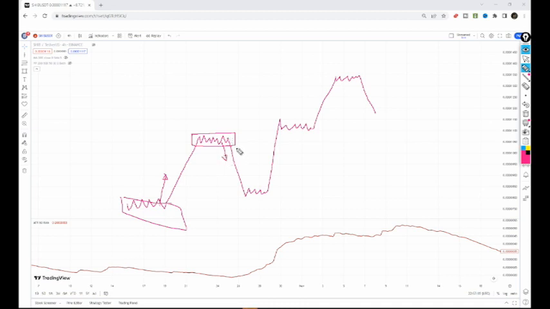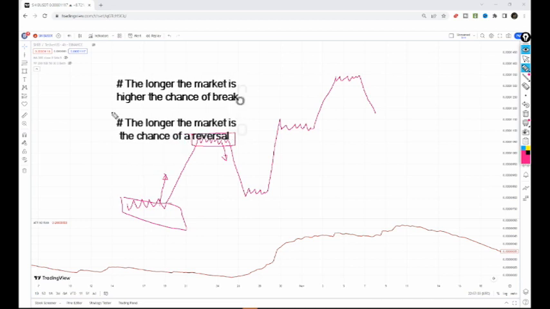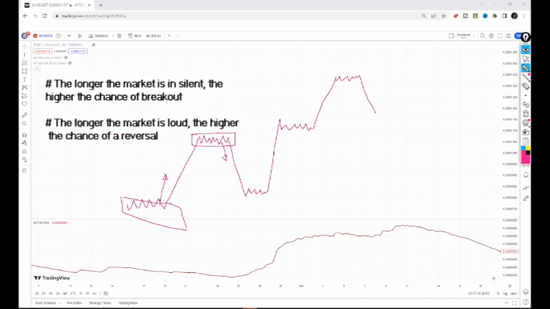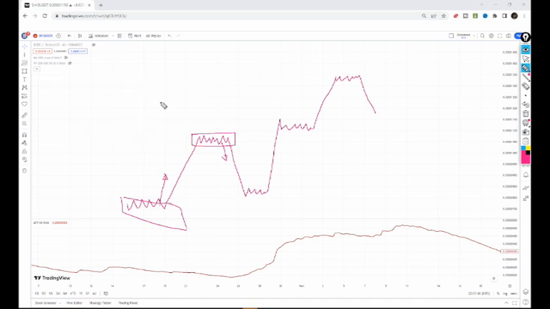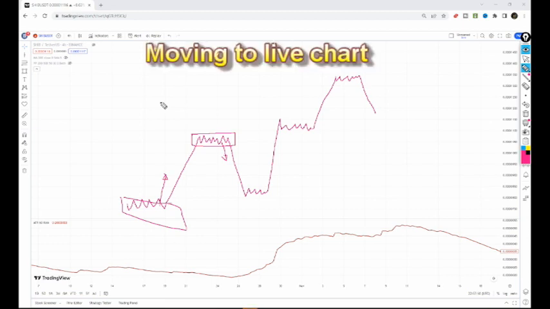And we have this one called the loud zone. And remember, this is the secret about it. If you spot the market in a silent zone for a long time, there is a high chance of the market breaking out. Then if you spot the market in a loud zone for a very long time, there's a high probability of the market doing what? Pulling back. That's the secret about it. If you know this, you can use it very well. So without taking much time, let me go straight to the live chart for you to see this.